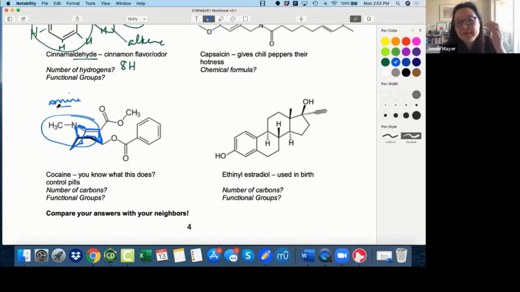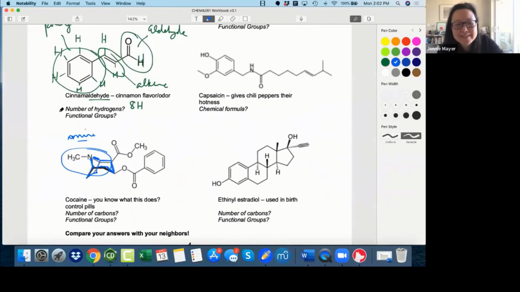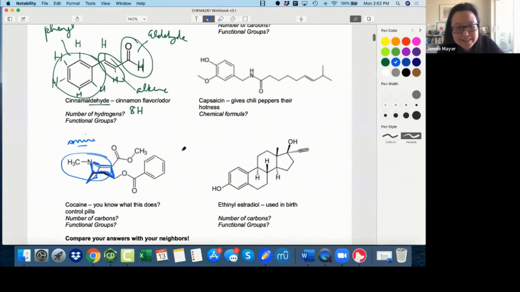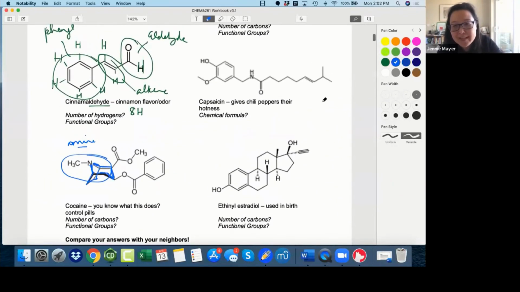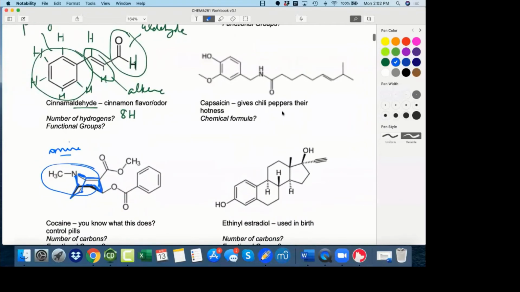Good. Methamphetamine, cocaine, all these molecules have nitrogen in them. They're from a class of molecules called alkaloids that are present in plants usually. And a lot of them have these psychoactive effects.